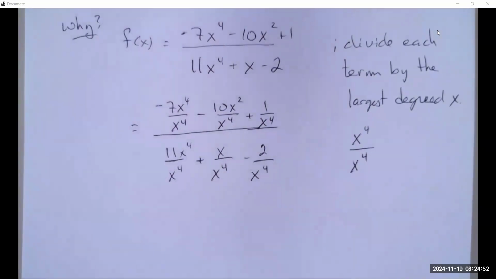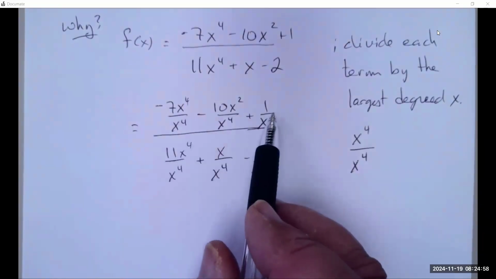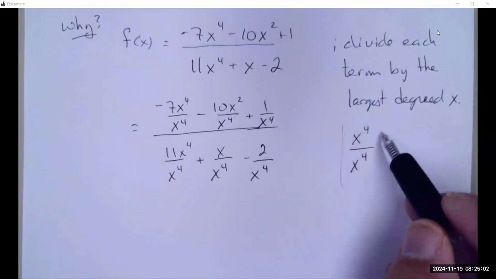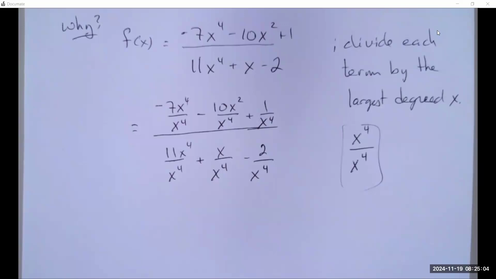Can I do that mathematically? Yeah. Whatever you do to one equation, you have to do to the other one. Since I'm dividing each of the numbers on top and I'm dividing the bottom ones by the same thing, I'm actually multiplying by 1.